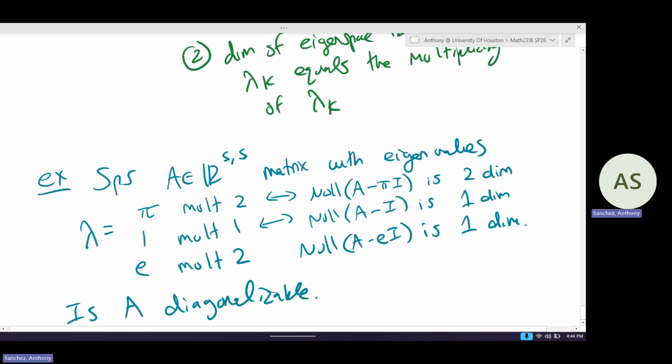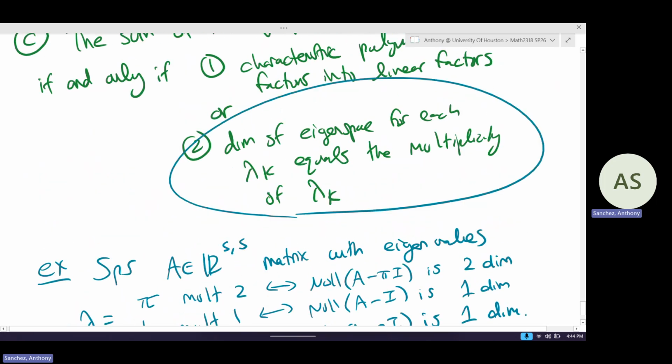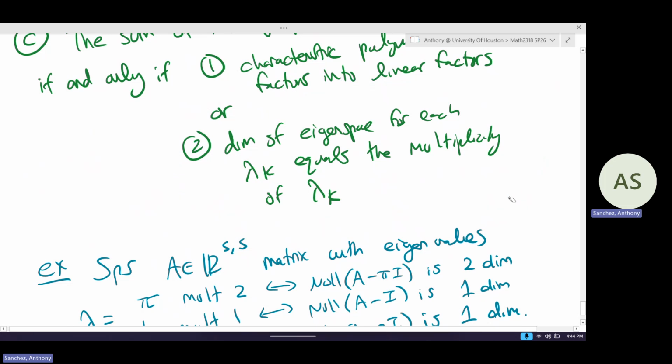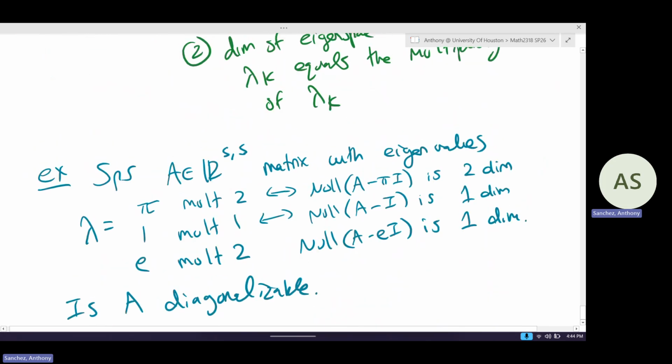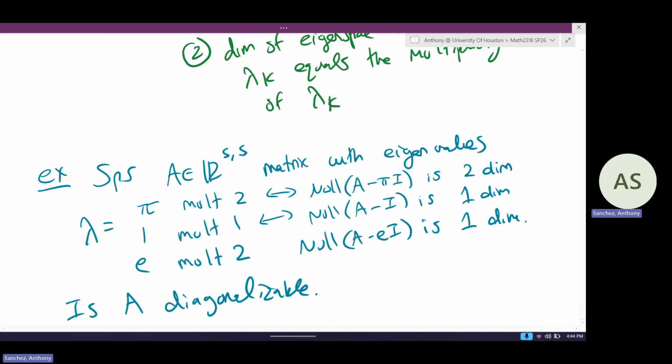All right, this is meant to be an example for this last point here: the dimension of the eigenspace of lambda k equals the multiplicity of lambda k. All right, well, what is the dimension of the eigenspace for this guy? It's 2. What is the multiplicity? 2. So we're good to go. So that one checks out.